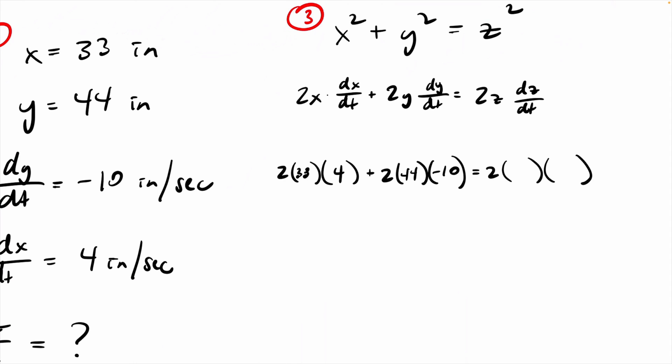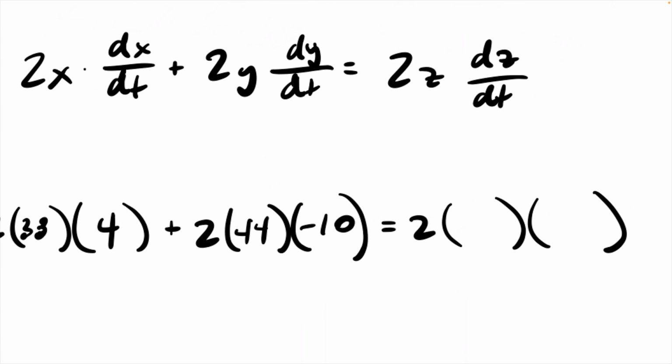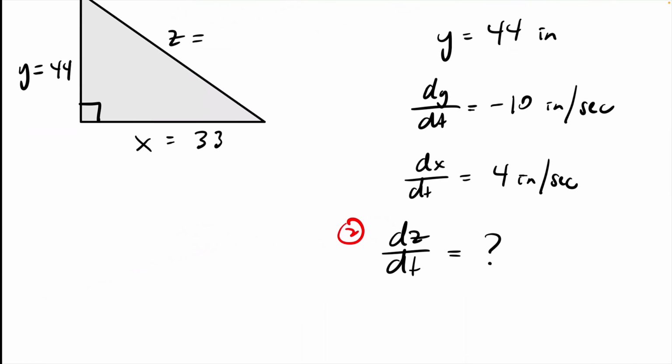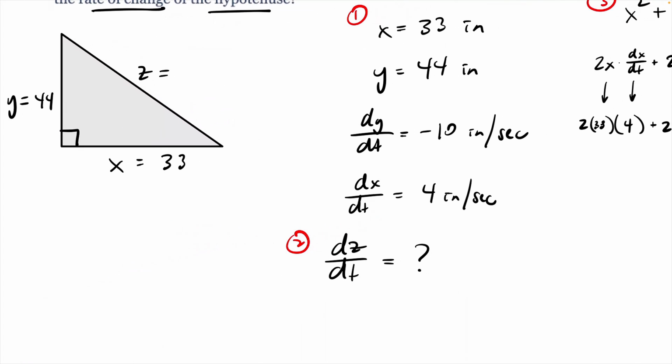In math, you can't solve if you have 2 unknown variables. So I have to solve for either z or dz/dt. How do I do that? You can solve for z by using the original equation. I don't know what it is, but I can solve for it. How do I solve for the missing part? Use the Pythagorean theorem, right? 33 squared plus 44 squared equals z squared.